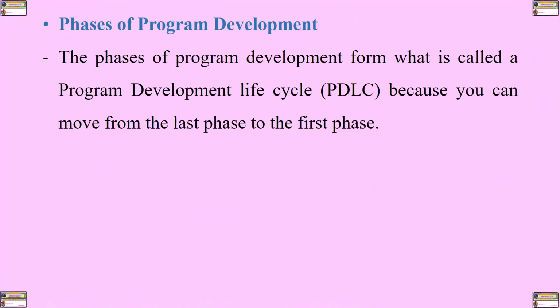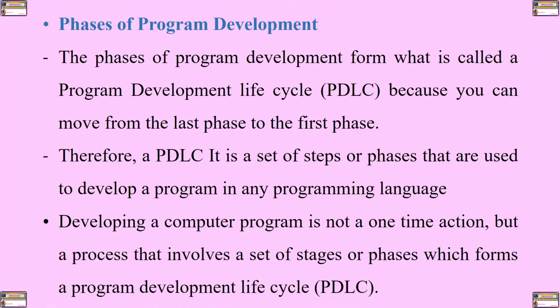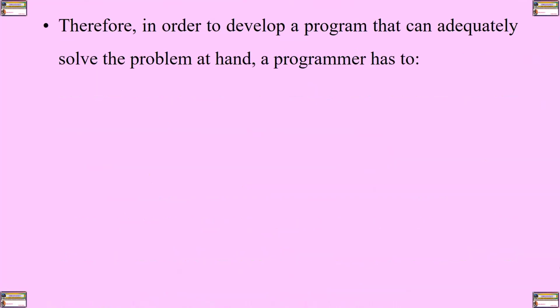The phases of program development form what is called the Program Development Life Cycle, or PDLC, because you can move from the last phase to the first phase. Therefore, a PDLC is a set of steps or phases that are used to develop a program in any programming language. Developing a computer program is not a one-time action, but a process that involves a set of stages or phases which form a program development life cycle.